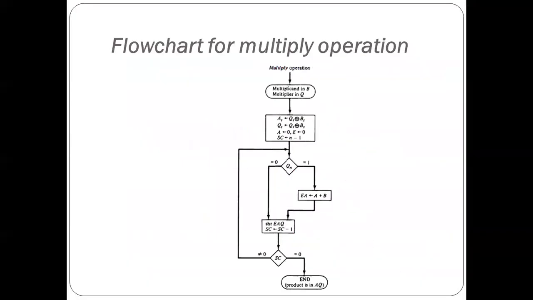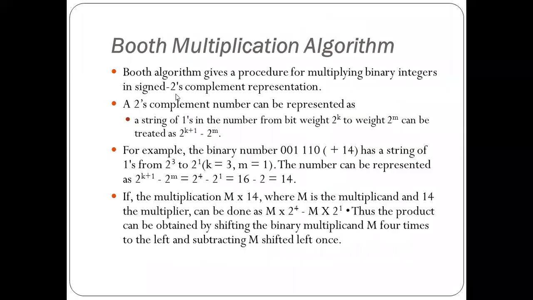So the name is Booth's algorithm. The other name of the algorithm which performs multiplication on 2's complement data is called Booth's algorithm. Okay, only a specific name they have given as per the designer. Booth algorithm gives a procedure for multiplying binary integers in 2's complement representation.